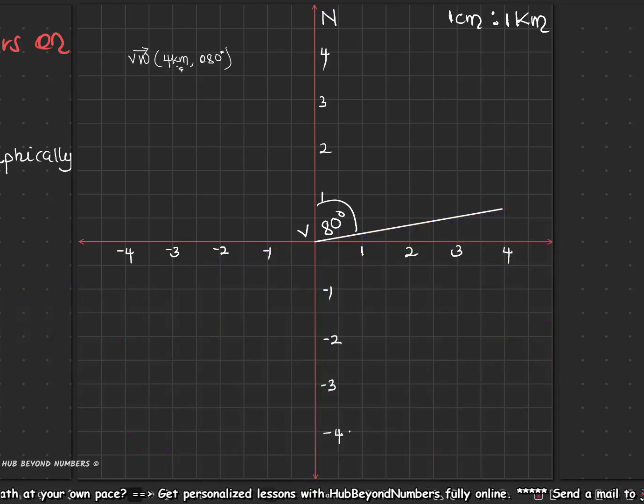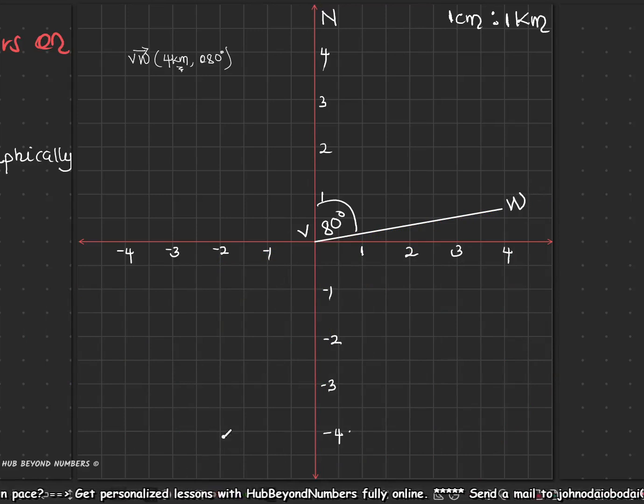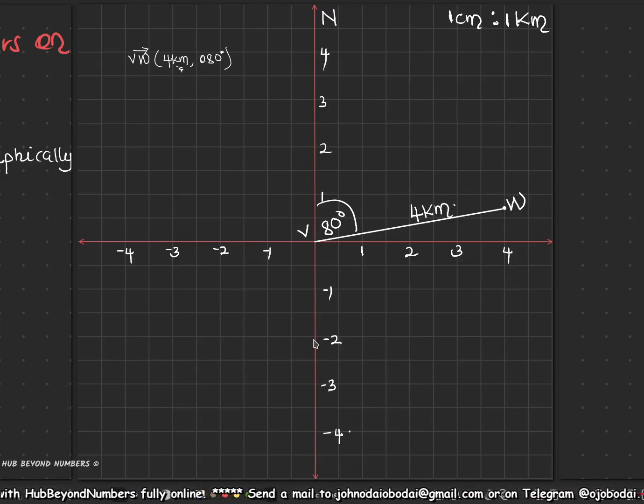So with this now, I am done. I have my V, and I'm going to have my W over here. And take note, this point here is your W. You see, and we indicate its measure. We said its measure was what? 4 kilometers. So you put your 4 kilometers nicely over there. And that is all. This is how we represent the magnitude bearing forms on a Cartesian plane.